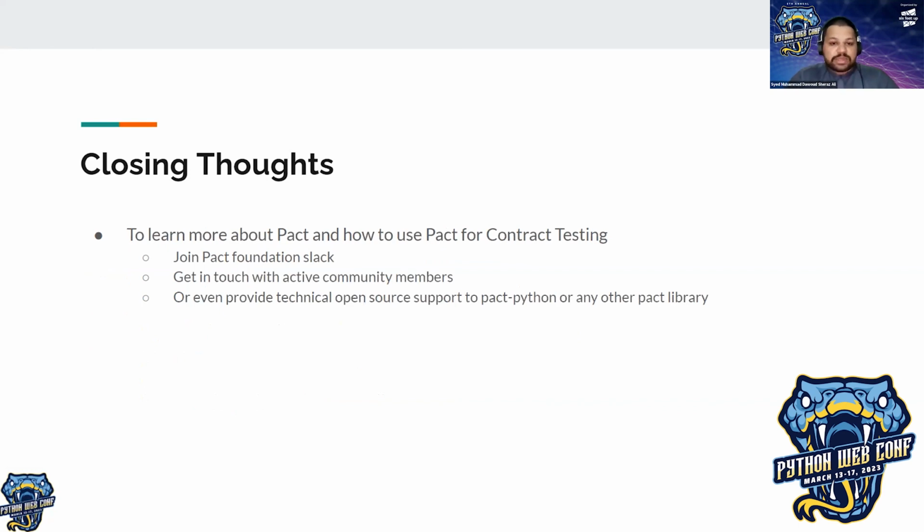To learn more about Pact and how to use Pact for contract testing, I'll highly recommend that you join Pact Foundation Slack. They have a really great active community, and they are looking for support to extend the libraries that they have. And for our team, when we started on contract testing back in 2021, we had limited resources available online. Even Pact documentation at that point was not very up to date. So we joined their Slack and we got in touch with the maintainers to learn what we were doing wrong and what we were doing right.